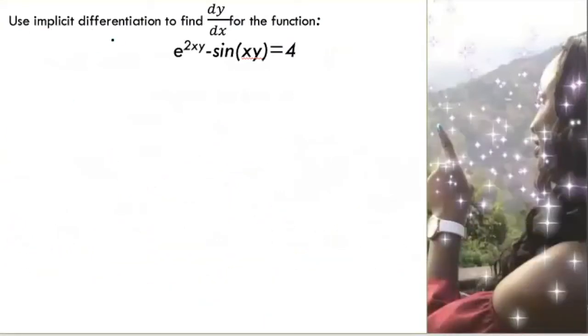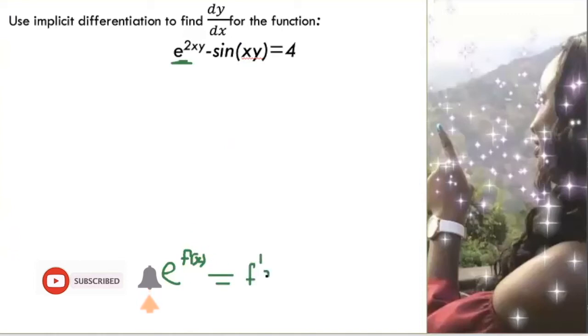Now the next example, we're going to use implicit differentiation to find dy over dx for the function e to the 2xy minus sine xy equal 4. Now to differentiate e to the 2xy, we have to use chain rule. Just a reminder, when you're differentiating an exponential, you differentiate the power, so we'll get f prime x e to the f(x). So when we're differentiating this function, we have to differentiate the power, but the power is in a product form. We have 2x and we have y.